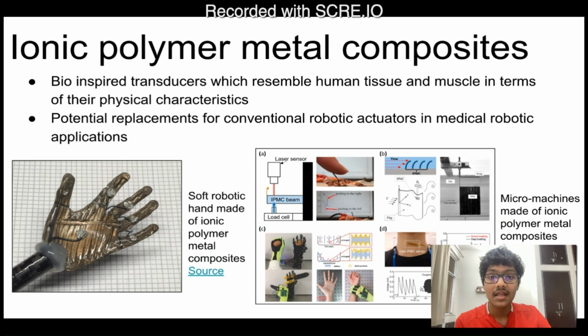The next one is ionic polymer metal composites. They are bio-inspired transducers which resemble human tissue and muscle in terms of their physical characteristics, and they are the potential replacement for conventional robotic actuators in medical robotic applications. As you can see, the first image is of a soft robotic hand made of ionic polymer metal composites, and the second image is of micro machines made of ionic polymer metal composites. You can see the different applications in the different images given below.